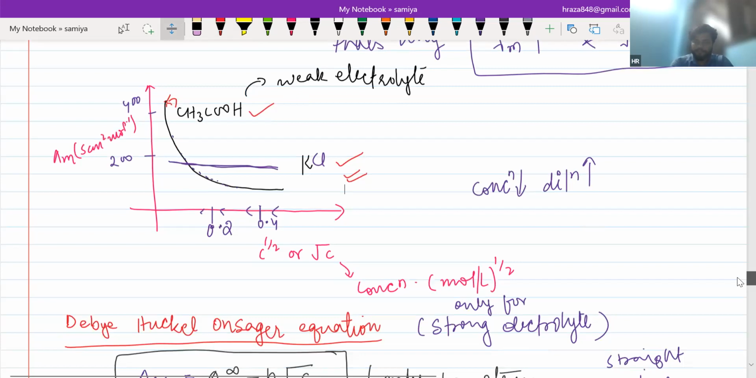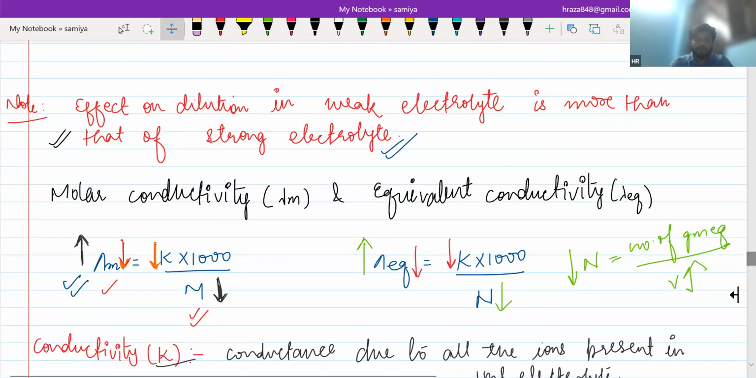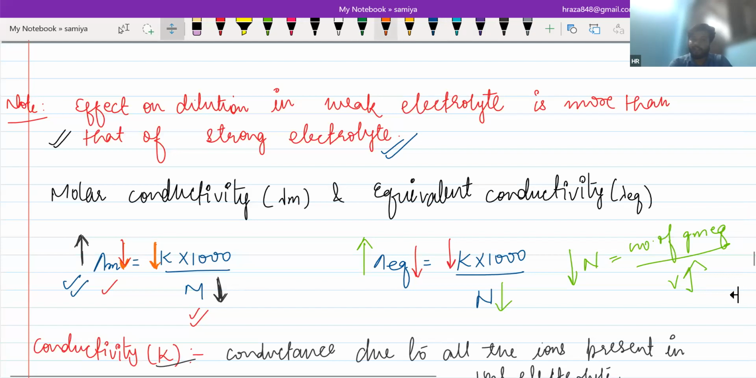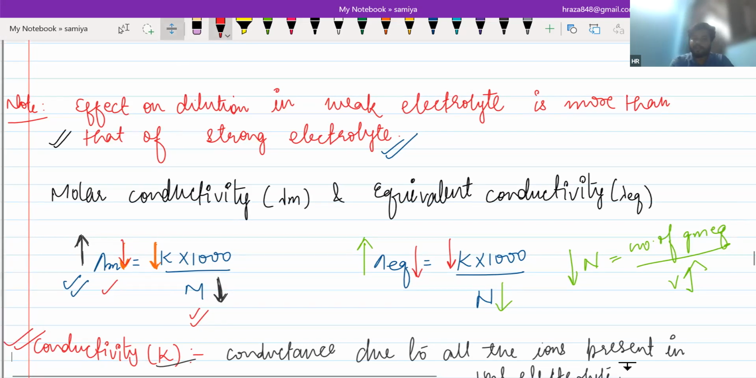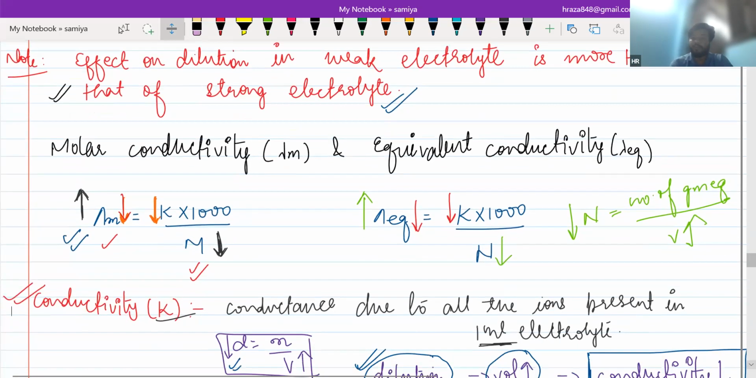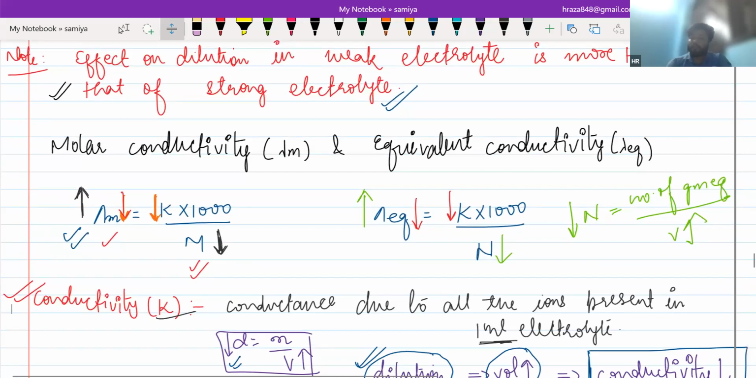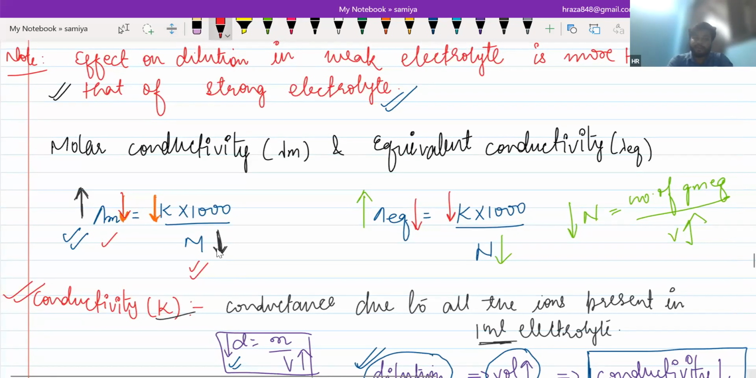Now we are going to see molar conductivity and equivalent conductivity, because the topic was not for conductance, but it is for conductivity, molar conductivity and equivalent conductivity. First of all, you need to know this equivalent conductivity will decrease with increase in dilution. That means conductivity, basically, if you are going to increase the volume or if you are going to dilute more and more, the conductivity will decrease.